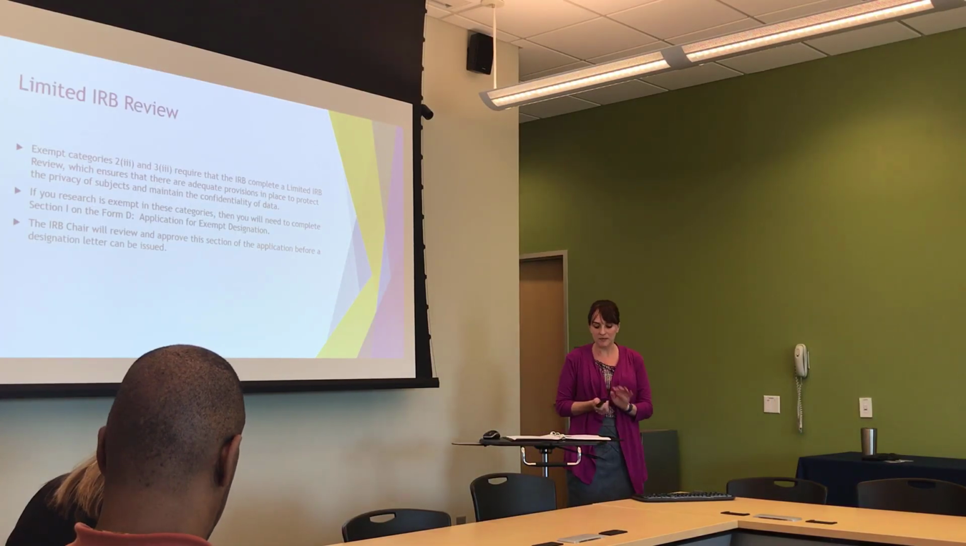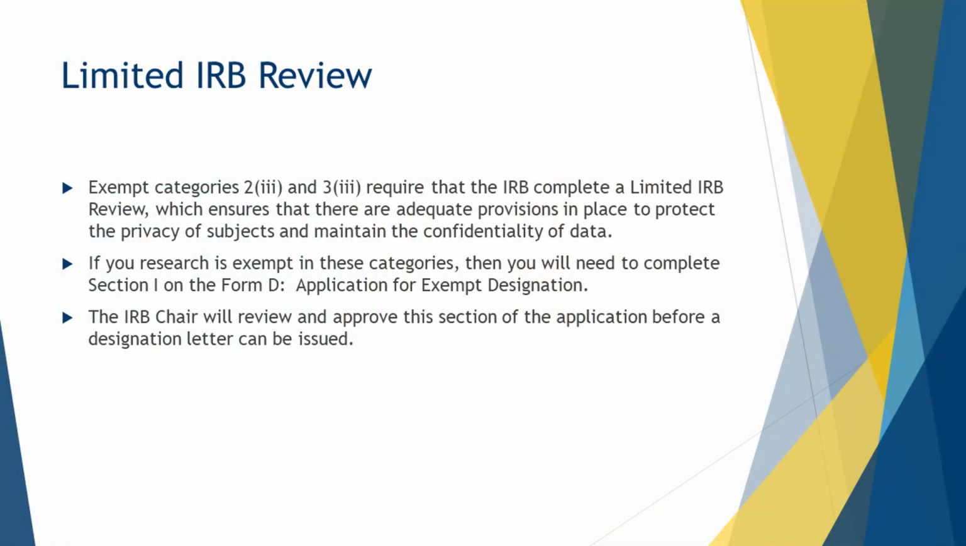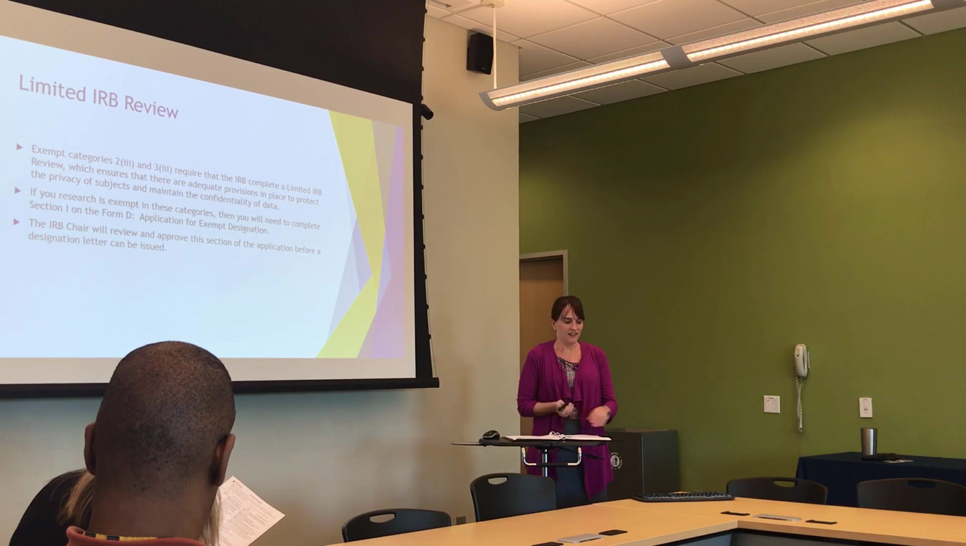All right, I've touched on this a tad, but now that we're really officially here, exempt categories 2 III and 3 III, that's the benign behavioral interventions one, require that the IRB complete a limited IRB review, which ensures that there are adequate provisions in place to protect the privacy of subjects and maintain the confidentiality of data. If your research is exempt in these categories, then you will need to complete section I on Form D, the application for exempt designation. The IRB chair will review and approve this section of the application before an exemption designation letter can be issued. Okay, questions?